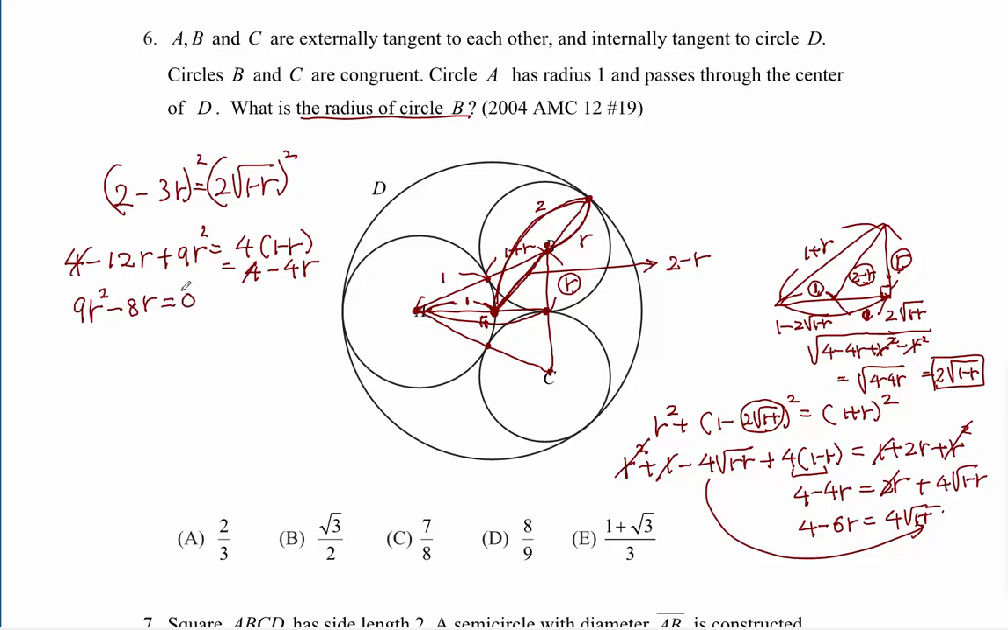Just r is a common factor. We know that r is common. You don't have to set it to zero right away because r cannot be 0. Just divide by r, that is okay too, right? So 9r minus 8 equals 0. r equals what? 8 over 9.